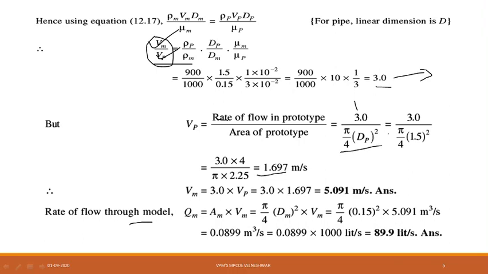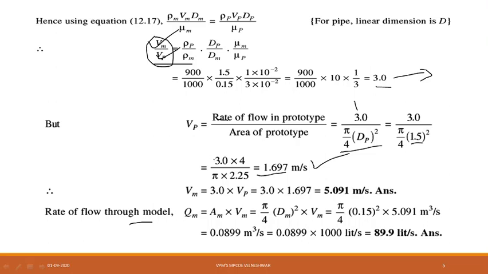Now 3.0 divided by pi by 4 into 1.5 square. By calculating this, I am getting 1.697 meter per second. Like this we have to find out the value of velocity. Generally what we have done: first we found the scale ratio, and from that we are finding the value of velocity.